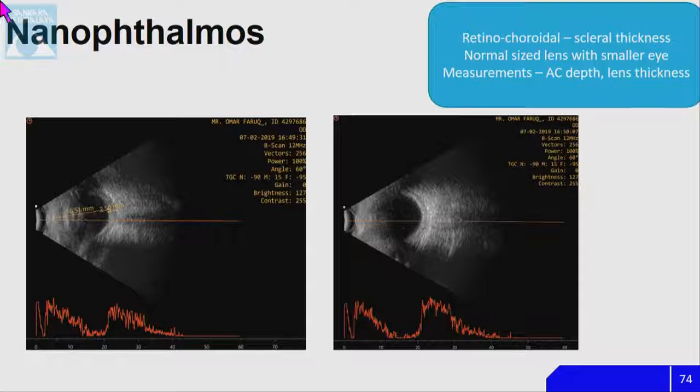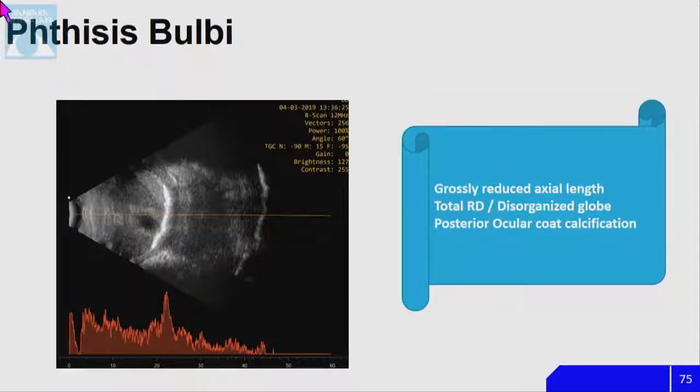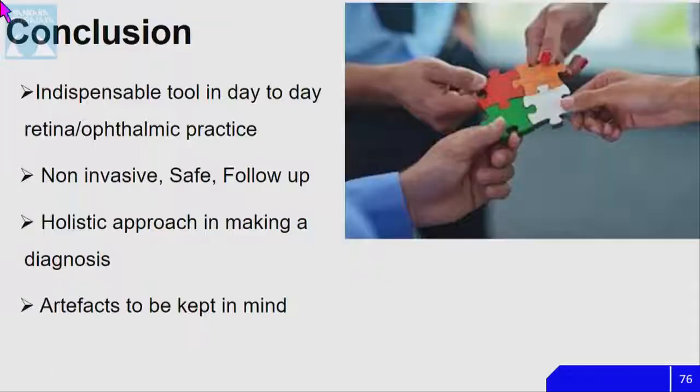Measurements of the lens, like lens thickness and anterior chamber depth, can also be performed with the standoff. The retinochoroidal scleral thickness is grossly thickened. And in phthisis bulbi, there is a grossly reduced axial length, total RD or a disorganized globe structure. Posterior ocular coat calcification with shadowing is present.